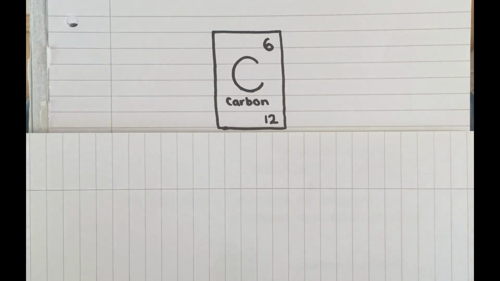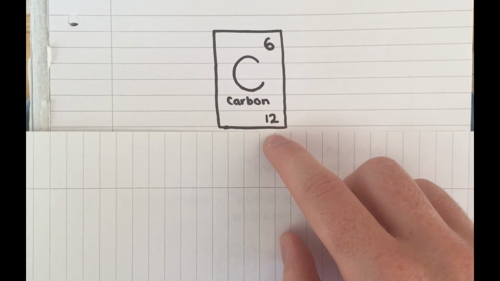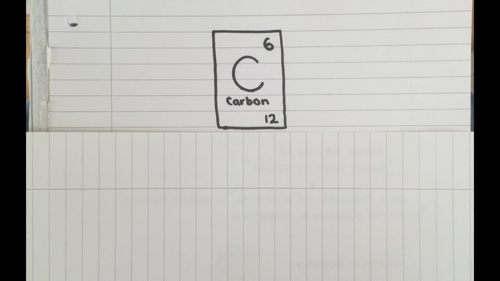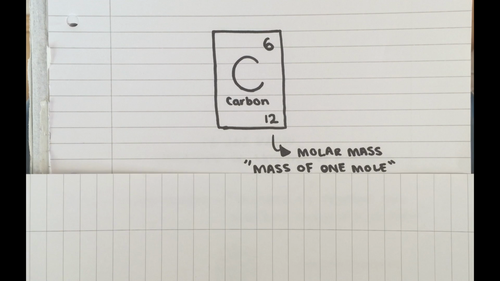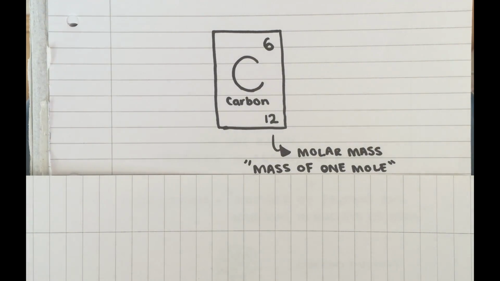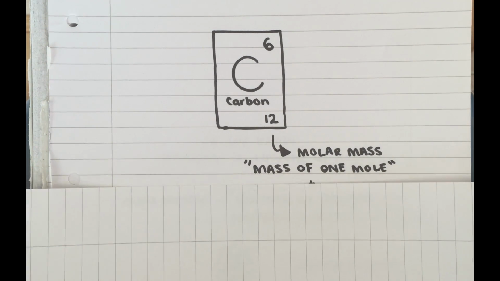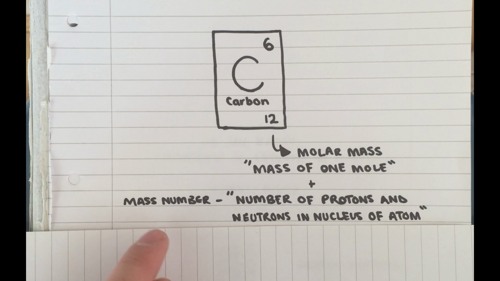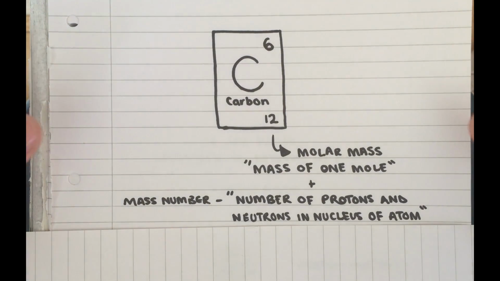Now if we zoom in on our periodic table, you can see that I have the element carbon here. On the bottom, you'll notice this number 12, and that is the molar mass, which we defined as the mass of 1 mole. This, however, does have a second meaning and is also known as the mass number. This also means the number of protons and neutrons in the nucleus of the atom.